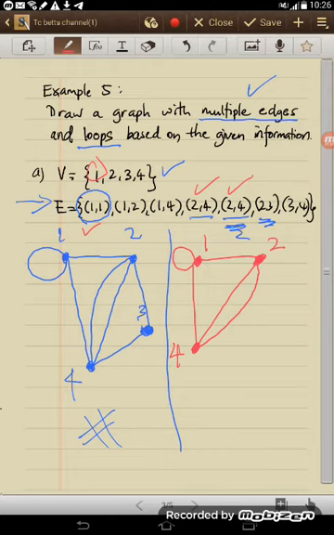Okay, no problem. And then 2 3. Maybe your 3 can be here, and then 3 4, you just connect here. You see, it's a little bit different, but it's still correct. So you choose which method you like.